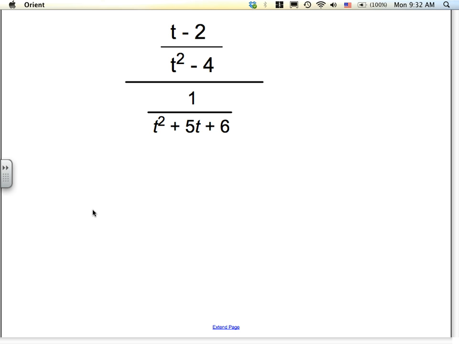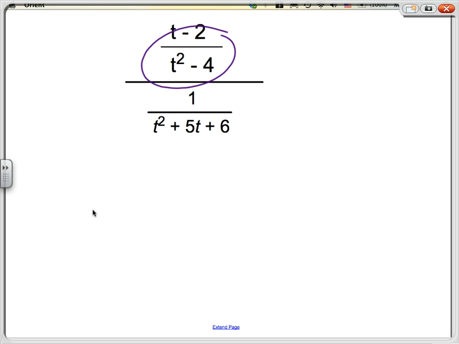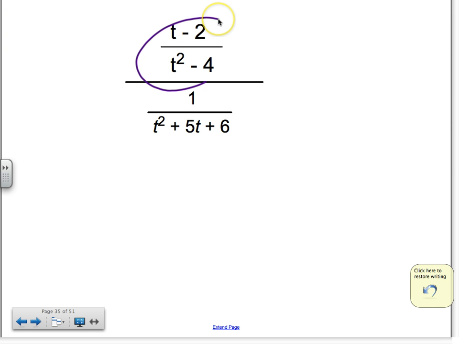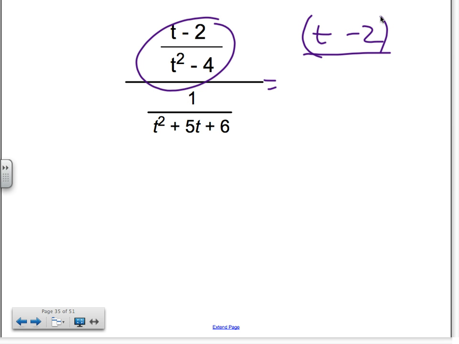Okay, let's check. Here's the top, and here's the bottom group, okay? Look at the top group right here, which is in purple. If you break down the difference of squares, notice I put in extra parentheses on the top. What about t squared minus 4? What can that be broken down to? T minus 2, t plus 2. Okay, you know they're always opposite signs because that's what's special about the difference of squares. Now look at the bottom.